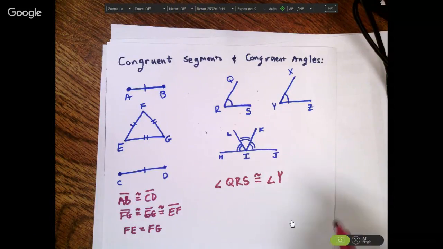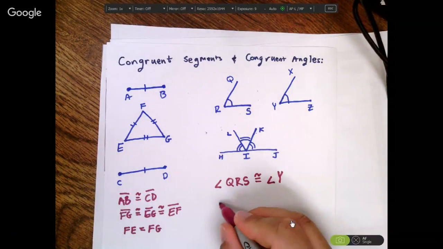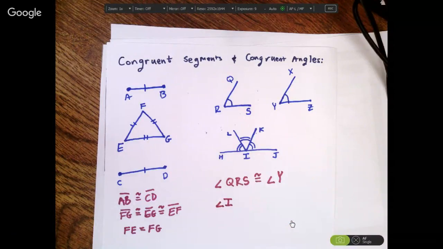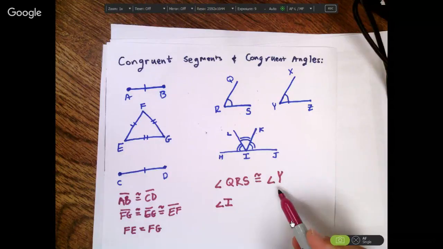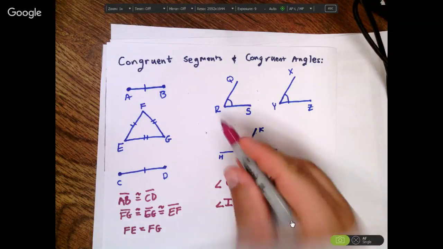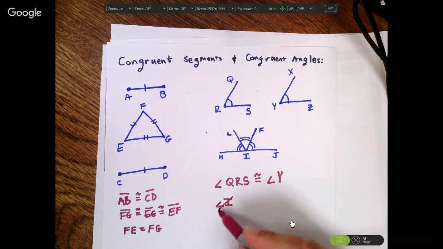What I can't do next with that same logic, this would be a mistake, so you don't need to write this down, but I can't say angle I. Why can't I do that? Because I has three angles. So if it only has one angle, you're allowed to just say angle Y. You could have said angle R, absolutely. But this would have been bad.